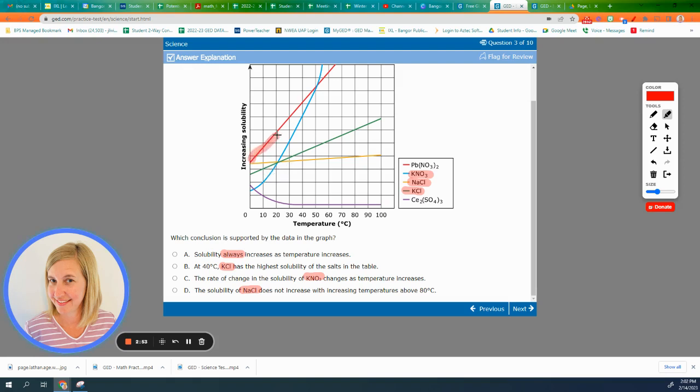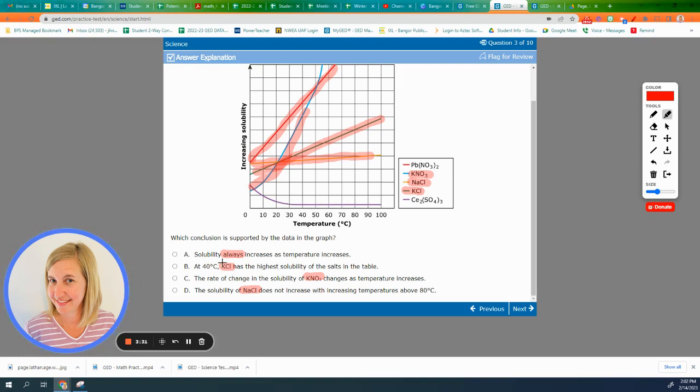For example, this red line, solubility is increasing as temperature is increasing. The line is going up. The blue line is also going up. I can see that. So yes, that one is solubility is increasing as temperature increases. The yellow line is not going up as much, but it is going up. The green line is going up, but then we take a look at the purple line. The purple line is not going up. In fact, solubility is decreasing as temperature increases until we get to about 32 degrees, and then it stops decreasing and levels out.